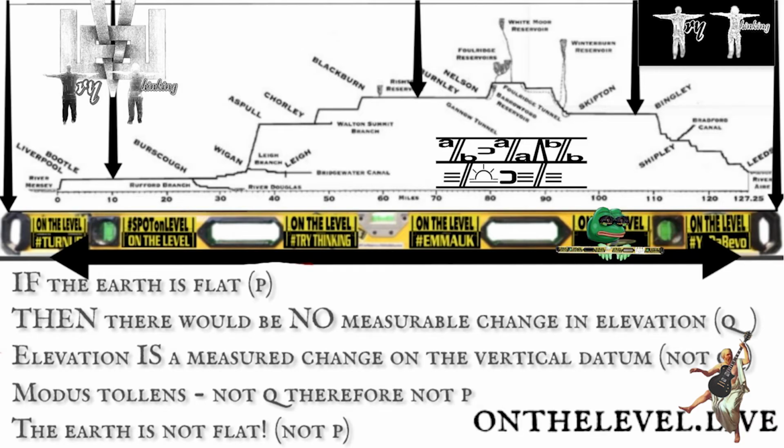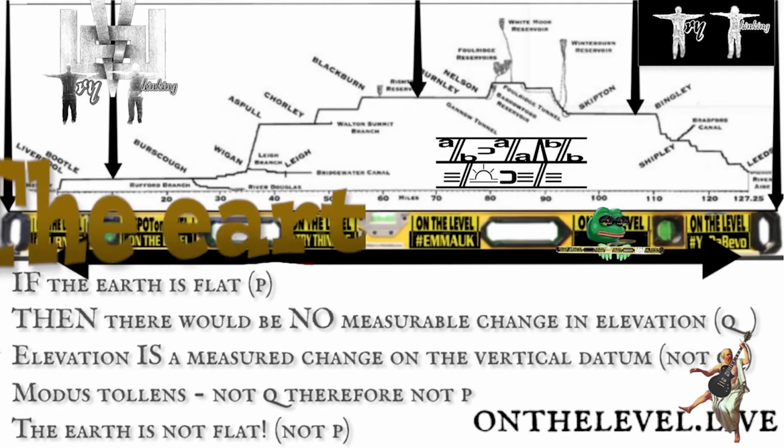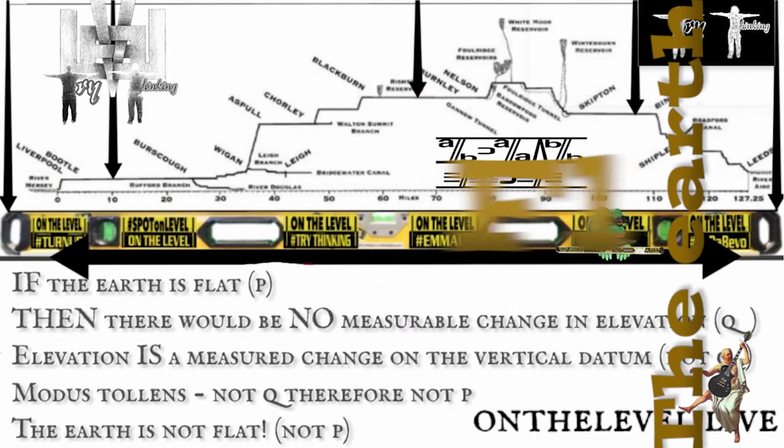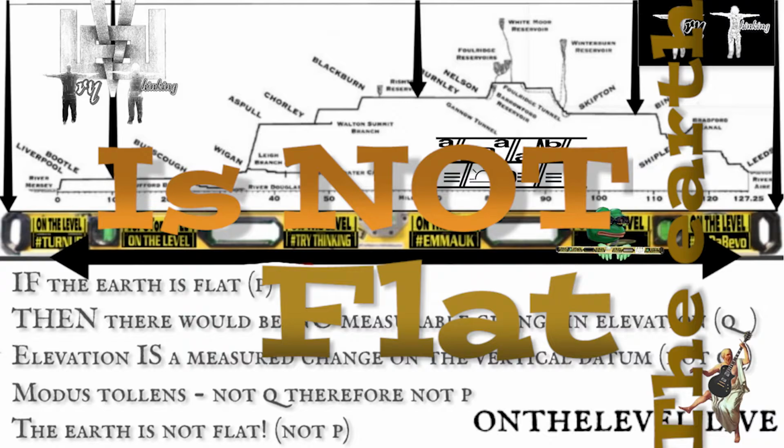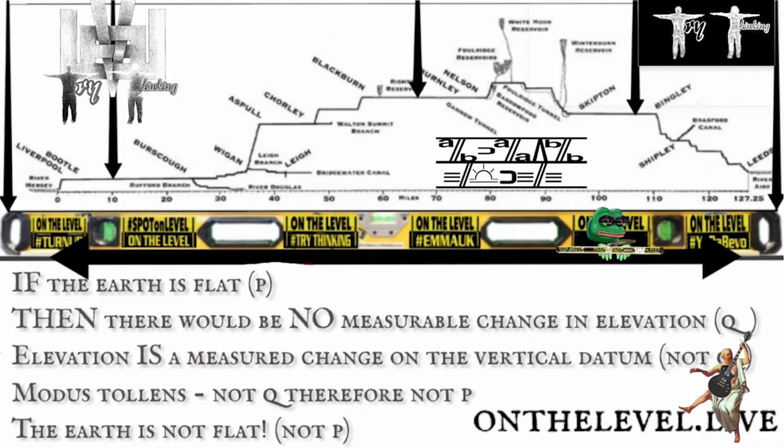If the Earth is flat, Pete, then there would be no measurable change in elevation. Elevation is a measured change in the vertical axis, therefore not flat. Therefore, Earth is not flat. And in maths, you can prove whatever you like. I'm saying it's not physics. That's all that I'm saying.